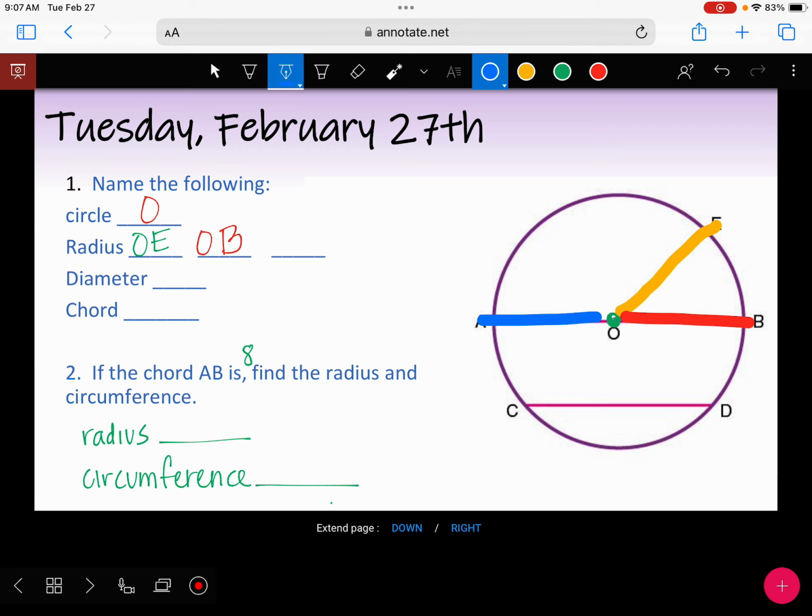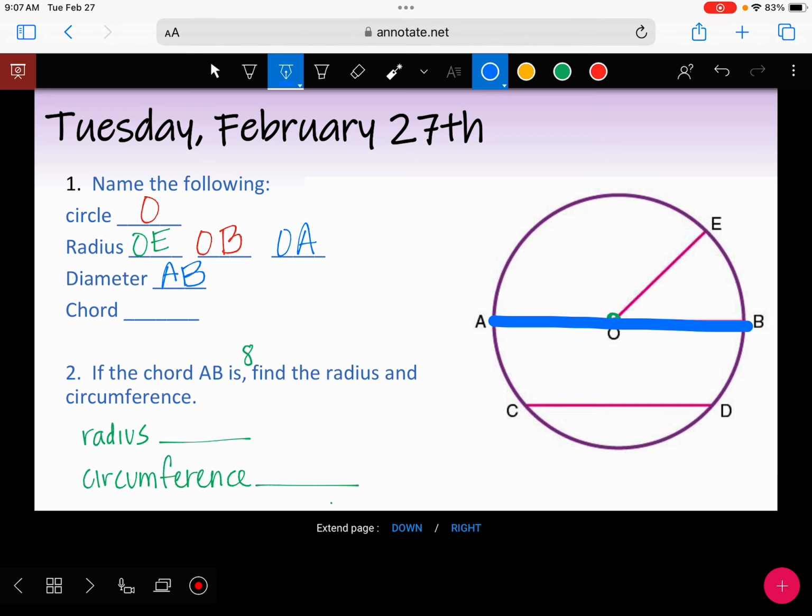Okay, diameter, in order for it to be a diameter, it has to go through the center. And it has to go from edge to edge. It has to be a straight line that goes through the center. So there's only one straight line that goes through the center. And that would be what? AB. This is your only diameter. So a diameter would be AB.